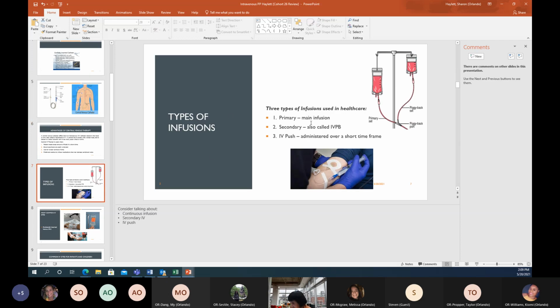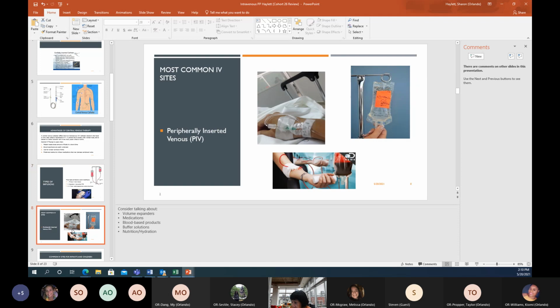Types of infusions, we have the primary, secondary, and IV piggyback. You guys know this, and you can see how it's done. It's going to be on your test. Okay. And the most common IV sites, as I said, are peripheral, and you see how it's done here.